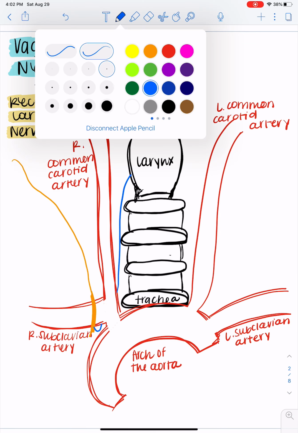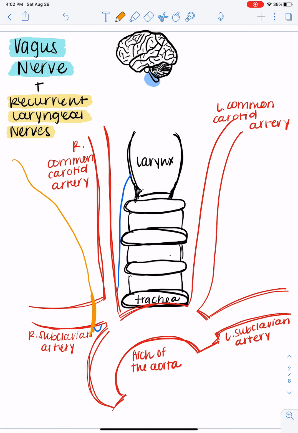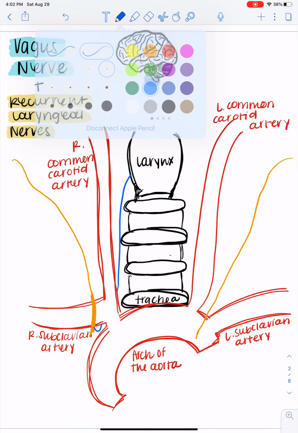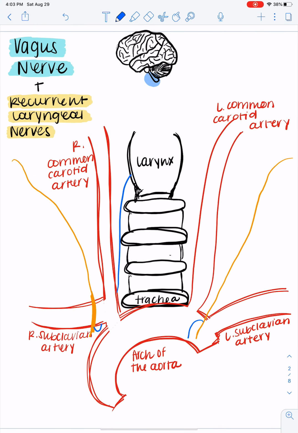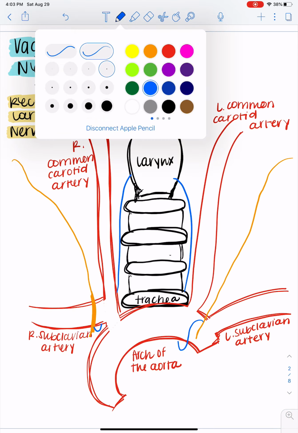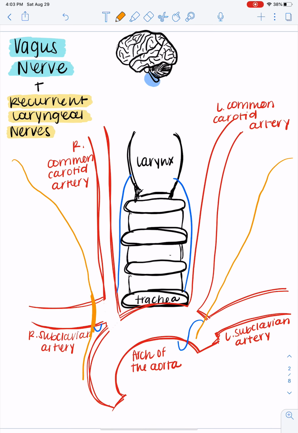The left vagus nerve enters the thorax and mediastinum between the left common carotid and the left subclavian, and it travels down to the inferior border of the arch of the aorta. This is where we see the left recurrent laryngeal nerve hook off and then travel up to the larynx. And then the right and left vagus nerves continue inferiorly.